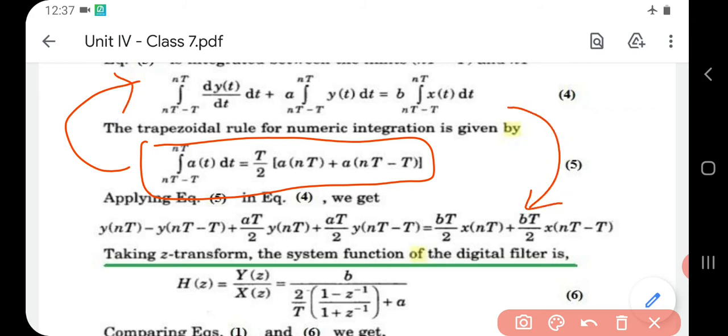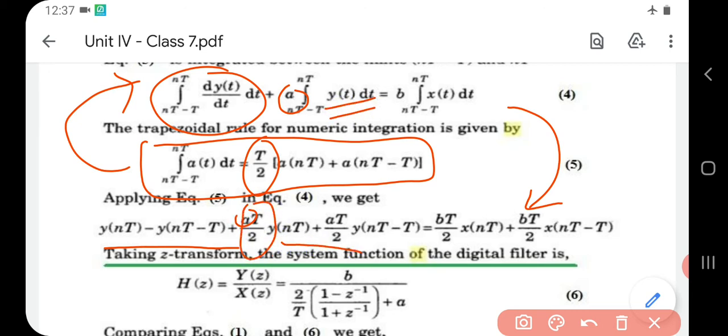Okay, so we are applying this one. How will it look? y(nT) minus y(nT minus T). Now the second term, how will it look? a is a constant, so it is taken outside. As per the formula, you have T by T written here. Then what will this be? y(nT) minus y(nT minus T). This is again written as such.